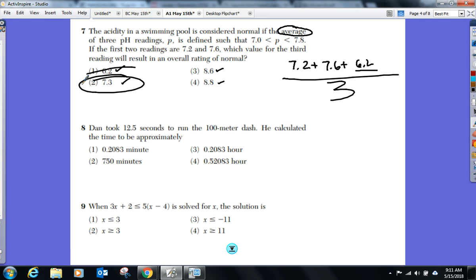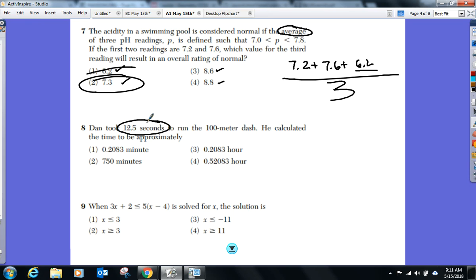Because now this one's going to blow some minds. Big Dan, 12.5 seconds to run the 100-meter dash. He calculated the time to be what? Minutes and hours. Oh, boy. Well, some are in minutes and some are in hours. So let's take care of the minutes choices right now.